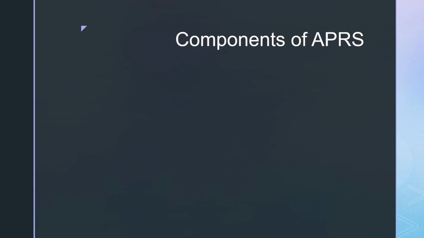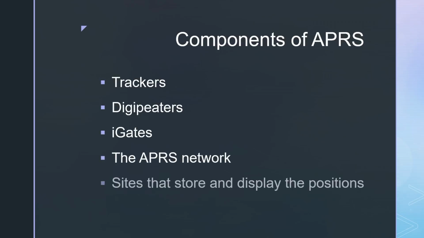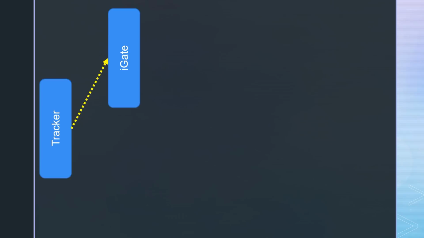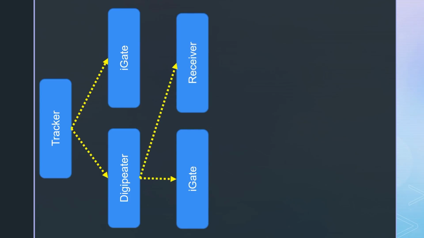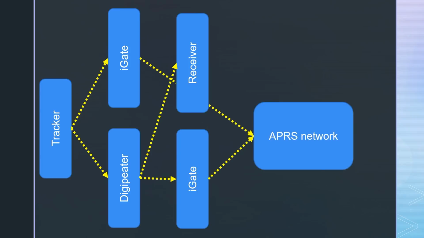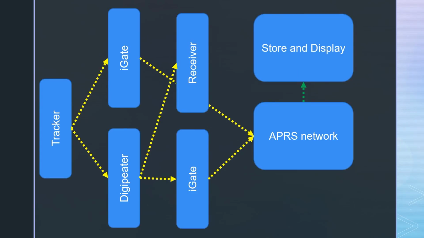The APRS system consists of the following parts: trackers, Digipeaters, iGates, the APRS network, and sites that store and display the positions. The origin of a message is the tracker. It transmits its message via air to either an iGate or a Digipeater. The Digipeater retransmits messages till it hopefully reaches an iGate or its destination. The iGates transfer the message via the internet into the APRS network, and finally it arrives at places like aprs.fi, where it is stored and displayed.